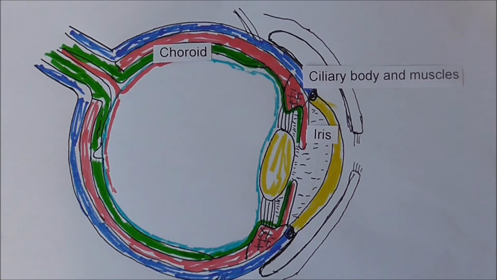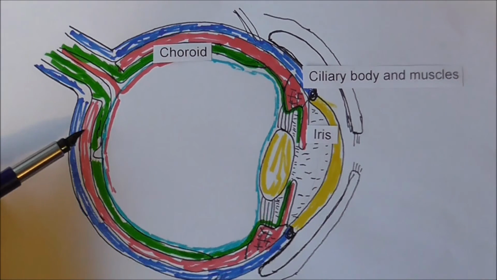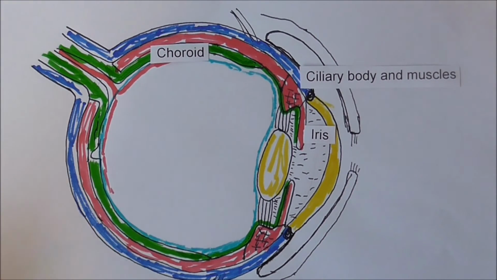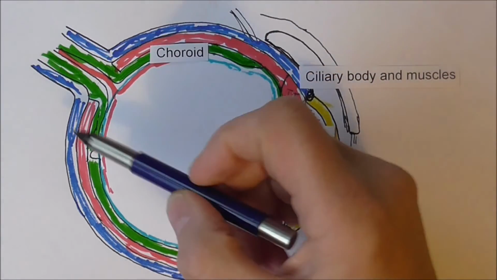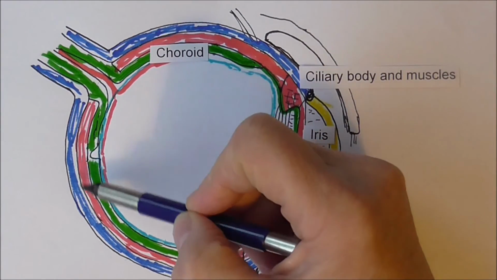And the choroid is firmly attached to the retina, or to the lower layer of the retina, the pigmented layer of the retina. But it's loosely attached to the sclera, the outer layer. So it's well attached to the retina, but only loosely attached to the sclera.